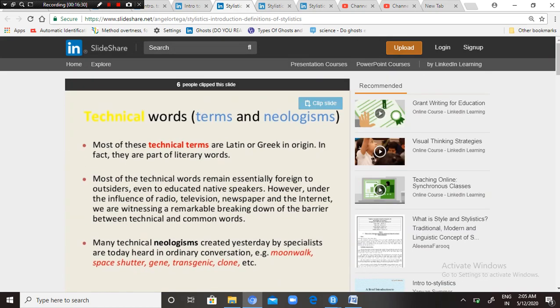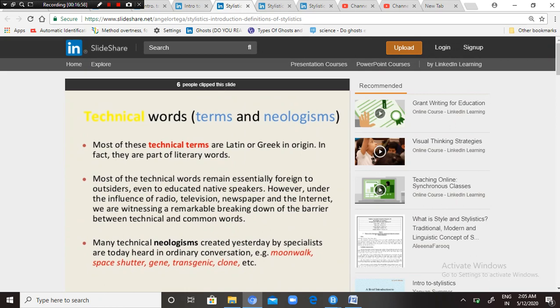So, technical words, terms and neologisms. Most of the technical terms are Latin or Greek in origin. In fact, they are a part of literary work. Most of the technical words remain essentially foreign to outsiders, even to educated native speakers.